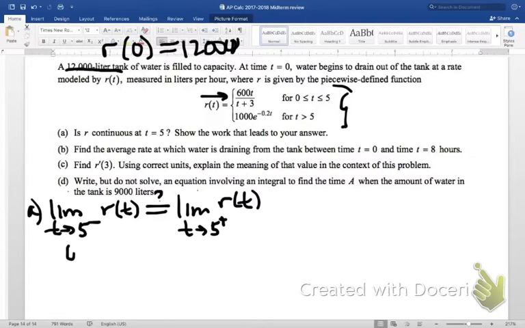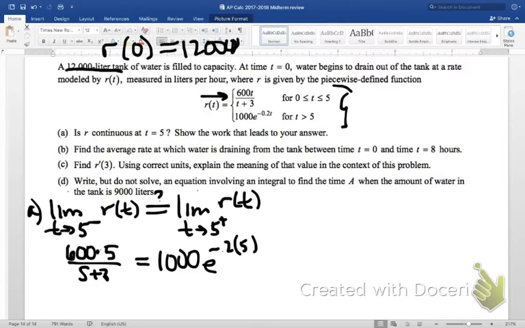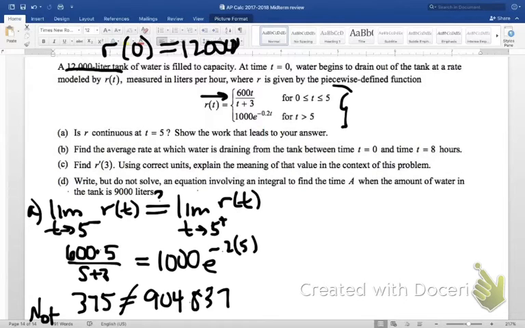So from the left, it'd be 600 times 5 over 5 plus 3. And from the right, it'd be 1,000 e to the negative 0.2 times 5. When plugging those in, this is 375. This is 904.837. Those are not equal. So not continuous because limits are not equal.